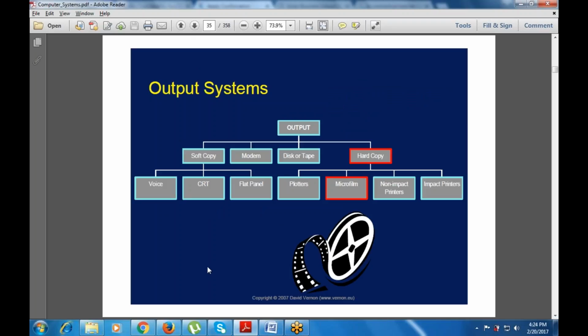Then output is converted into the hard copy, for example microfilm, non-impact printer, or impact printer. So this is again the hard copy, that is how we can say the printer. One hard copy example is a microfilm, the next example is a non-impact printer, and the next example is an impact printer.